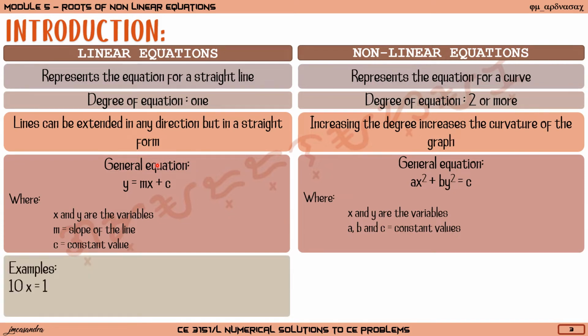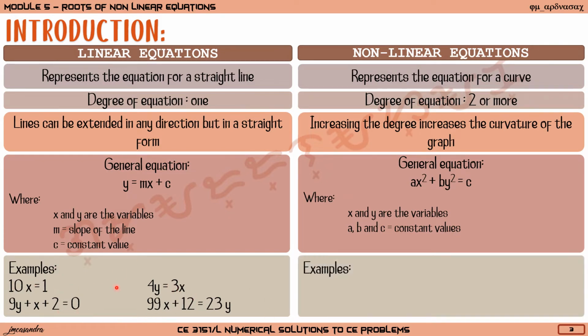Examples of linear equations would include 10x equal to 1. So as you can see, x here is 1 degree. We have 9y plus x plus 2 equal to 0. So y and x are also in the first degree. We have two variables in 1 degree. Then we have 4y equal to 3x. We have 99x plus 12 equal to 23y. All of these are examples of linear equations.